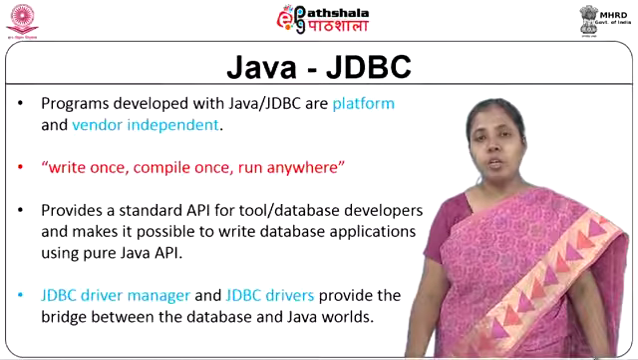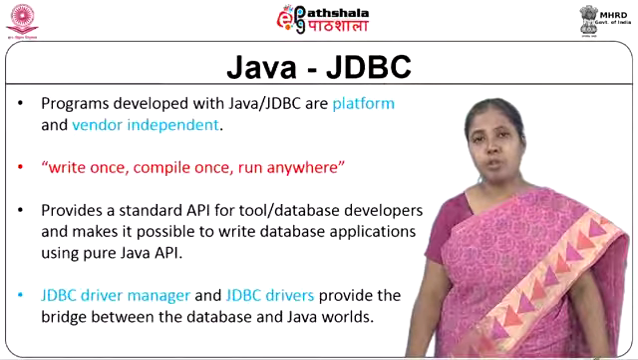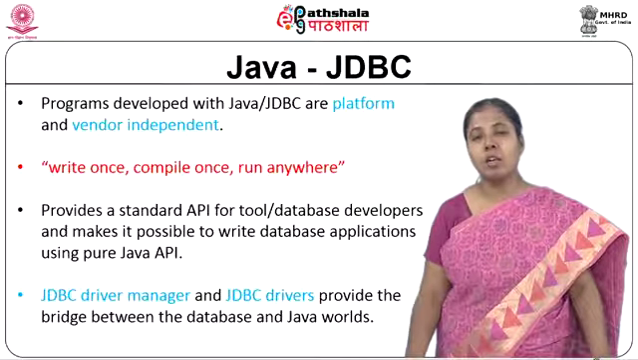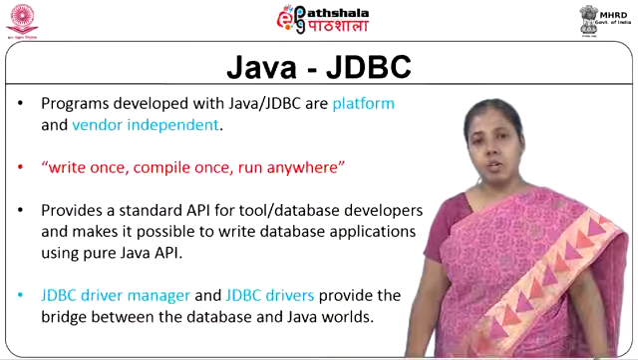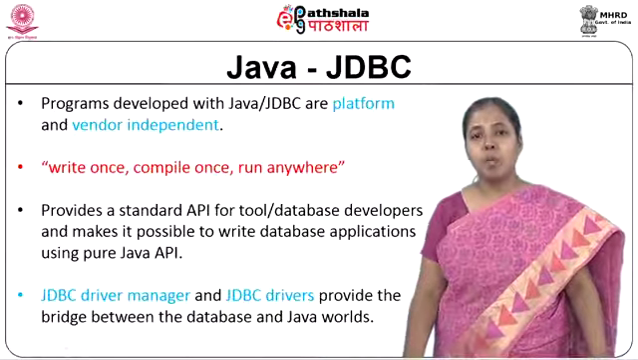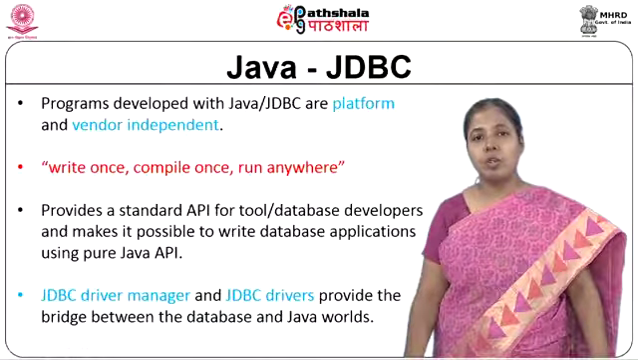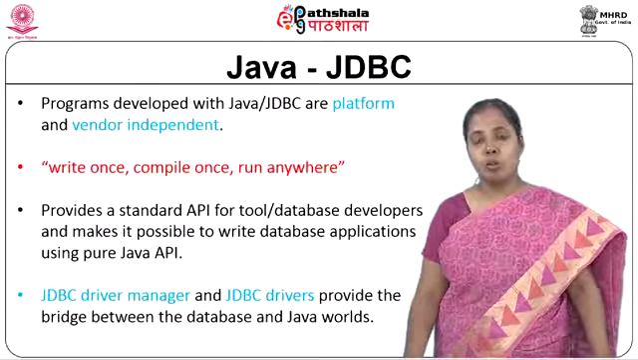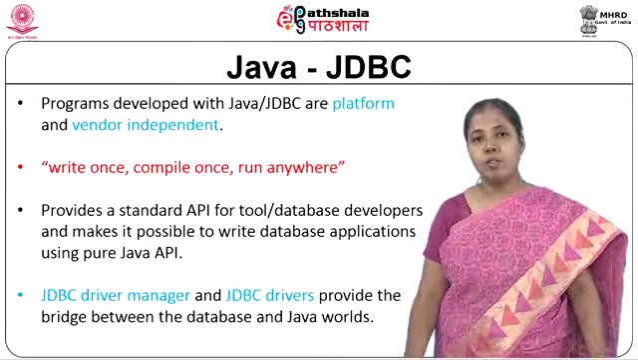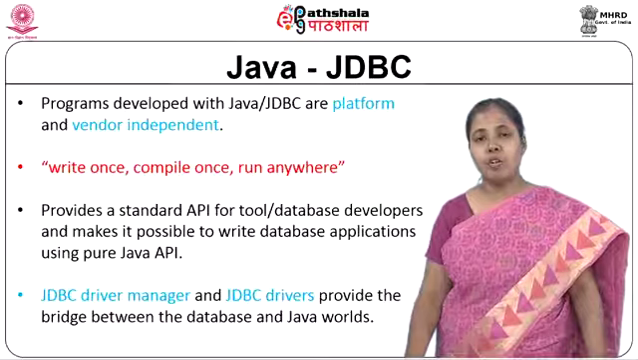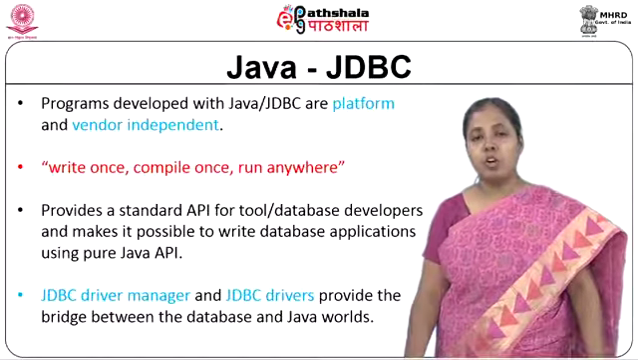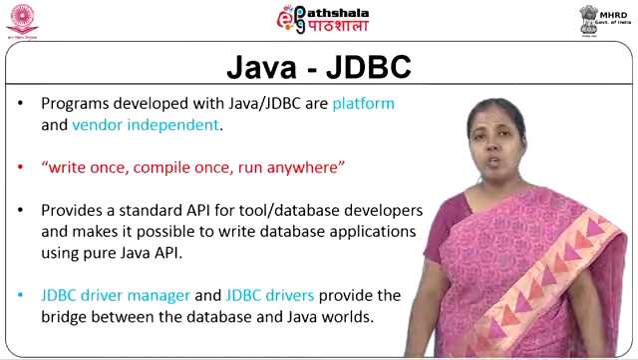So, JDBC, we know, is for accessing any databases. It is a Java methodology supported for accessing the databases. We know that Java is a standardized programming language. So, programs developed with Java or JDBC would normally be platform independent or vendor independent. The basic feature of Java or JDBC is that it supports platform independence and vendor independence. We know that when we write a Java application, it is write once, compile once, but we can run anywhere. If you have the JVM available, we can execute our Java class code.